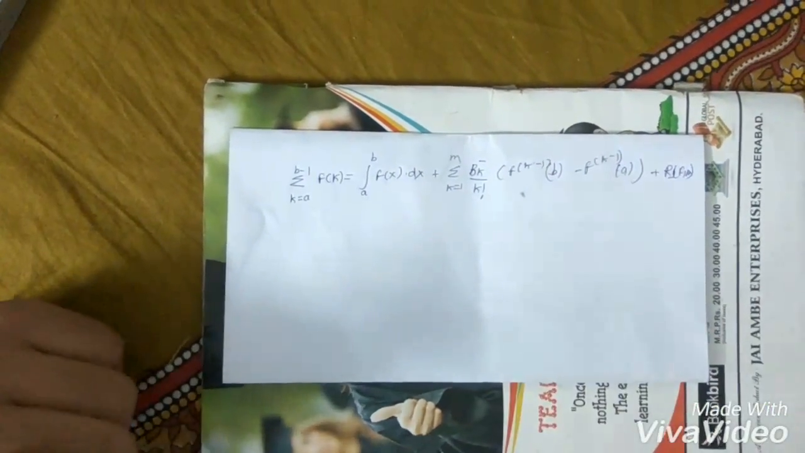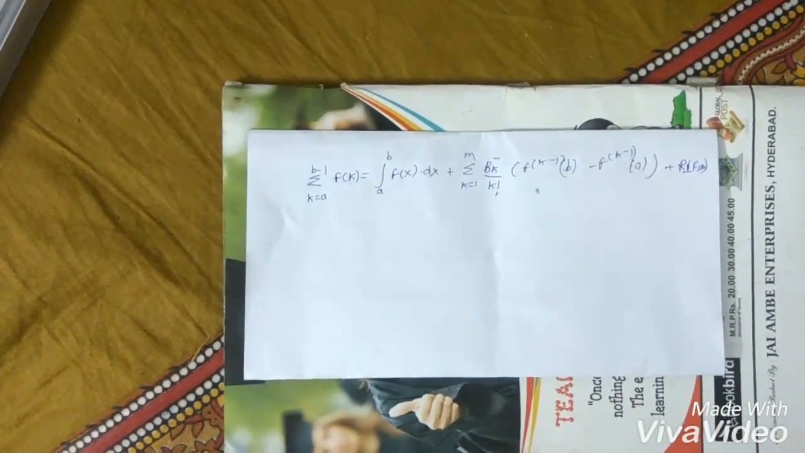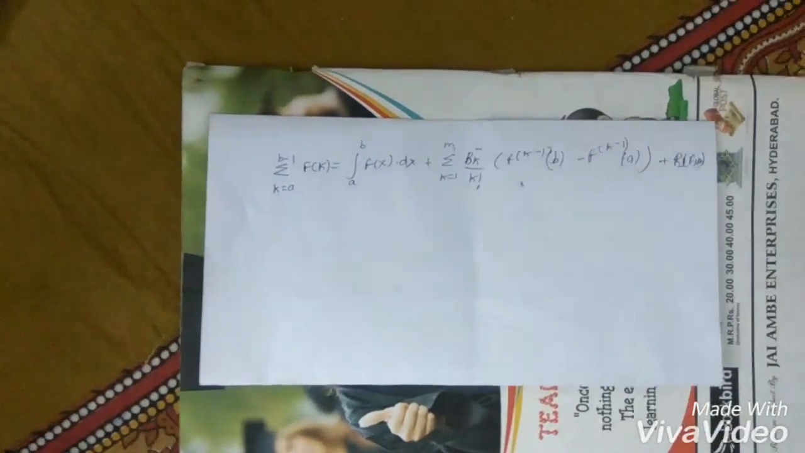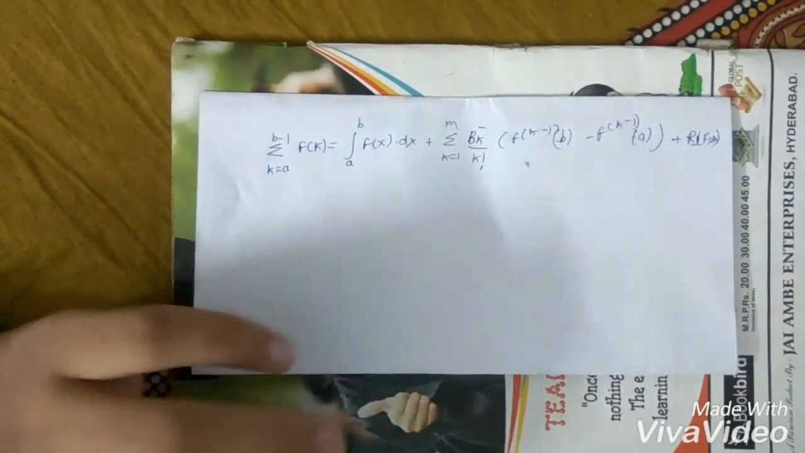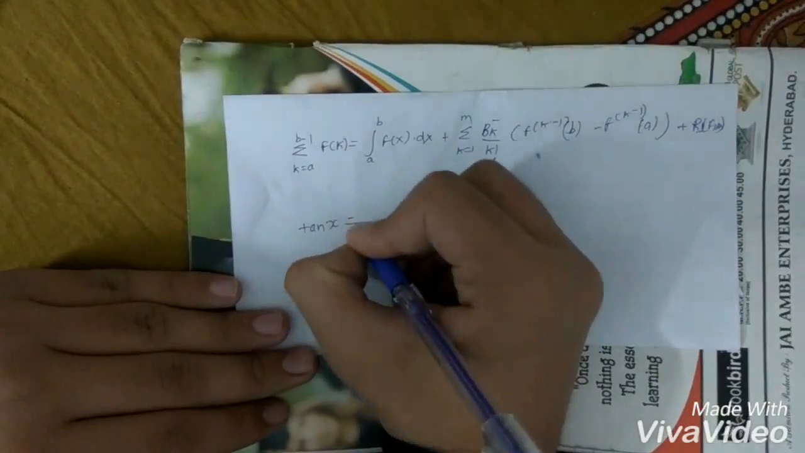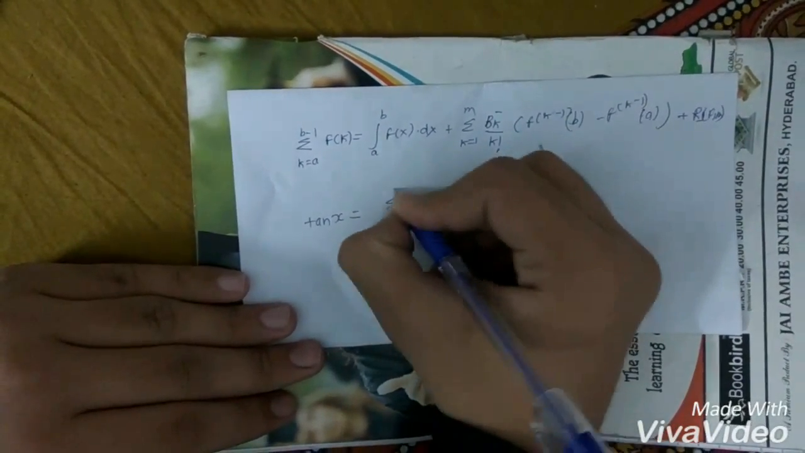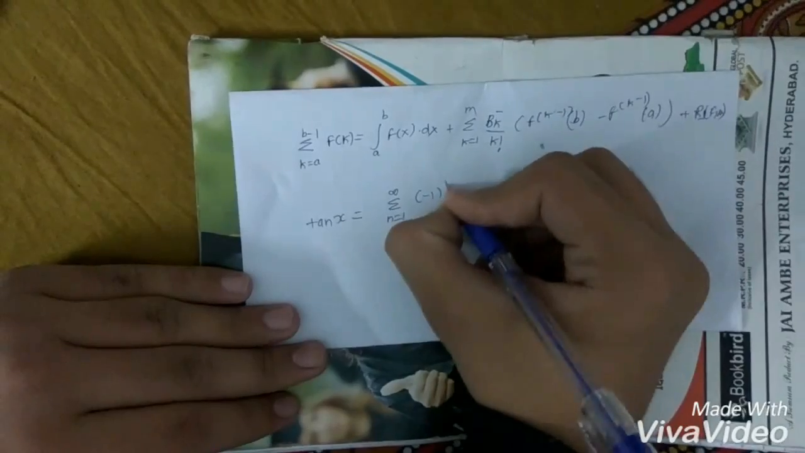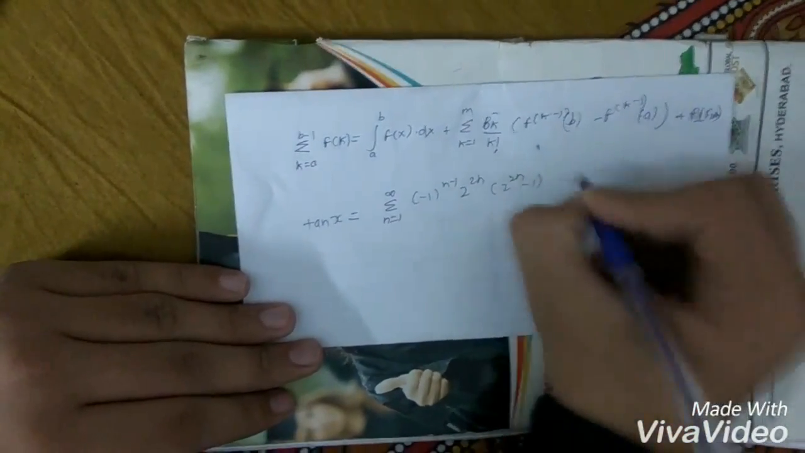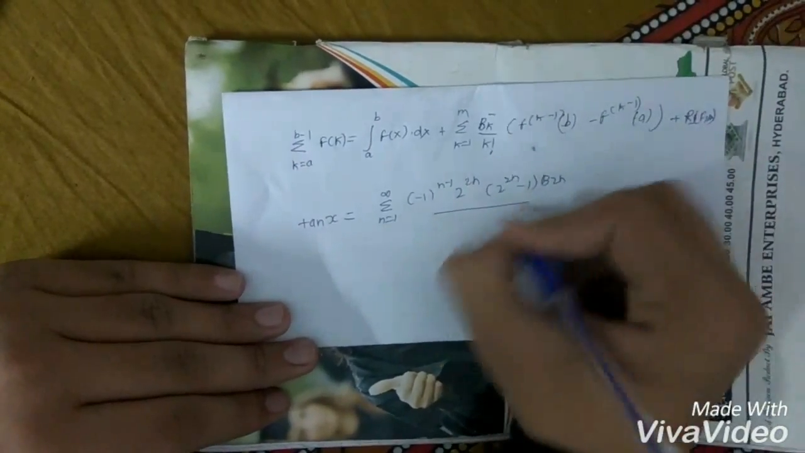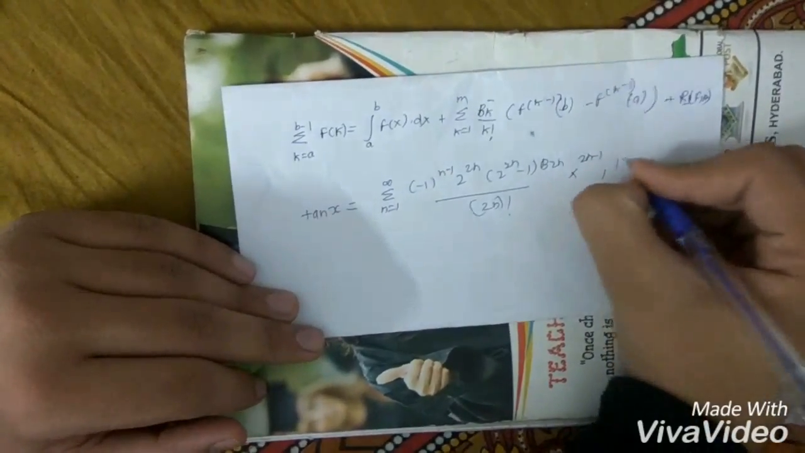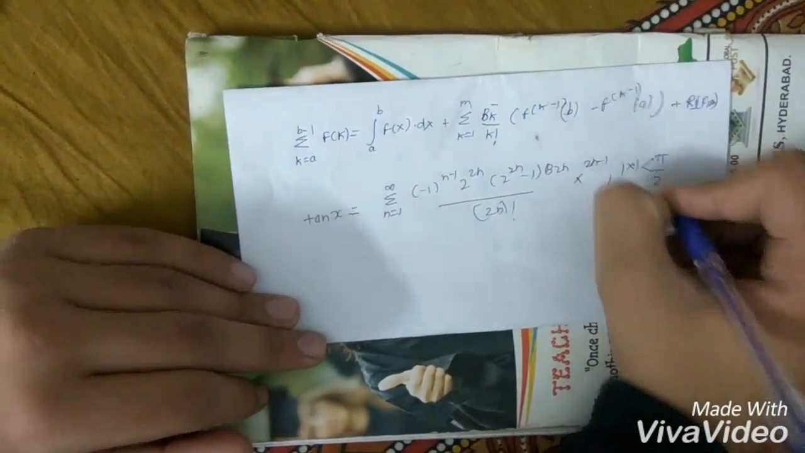Now we will see the second application of Bernoulli's number, and that is its use in expansion of tan and tan h. Let's see how it looks in tan x. Here mod x is always less than pi by 2.